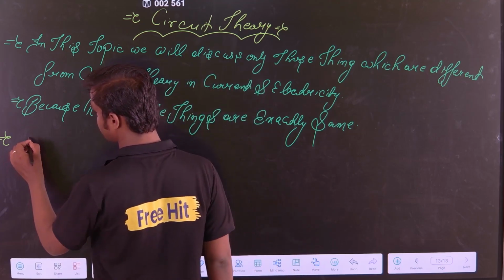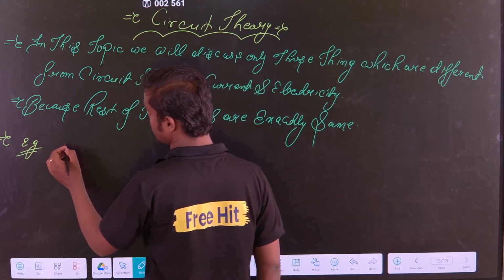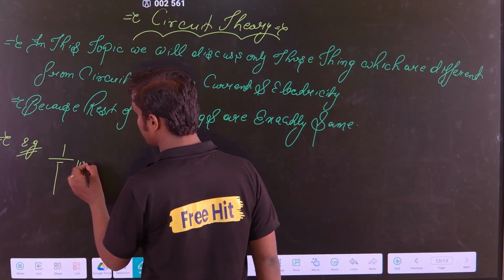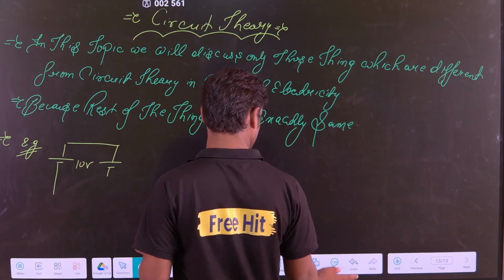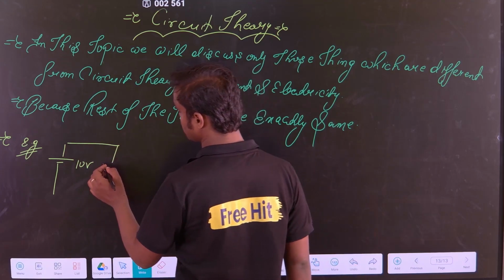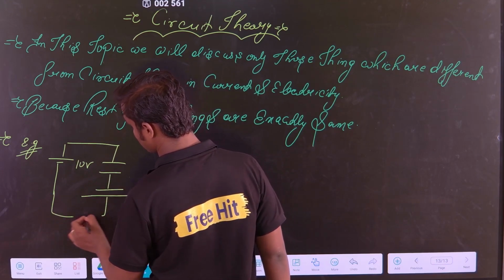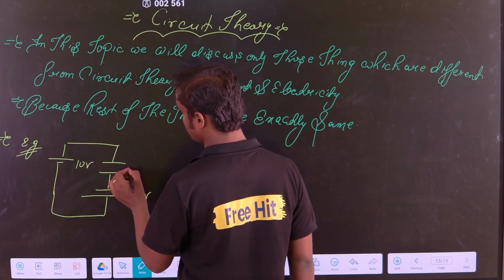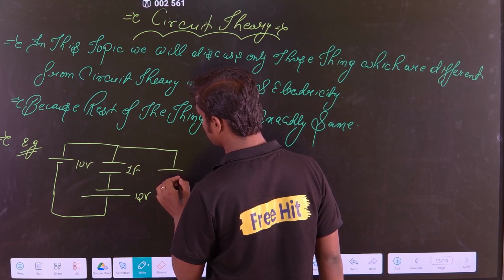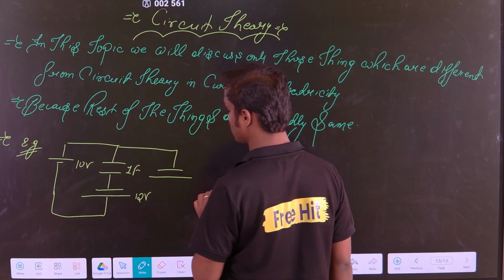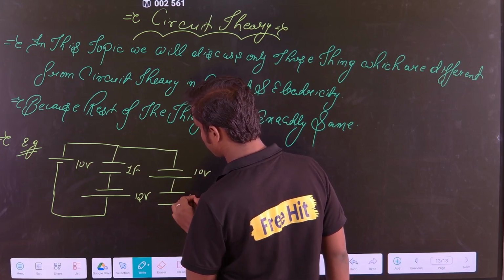For example, suppose I give you some circuit like this. Suppose this is 10 volt. Okay, there is a capacitance. This is 12 volt. Suppose this capacitance is 1 farad. I'm writing in farad. Suppose this is again a battery of 10 volt, and this is a capacitance of 2 farad.